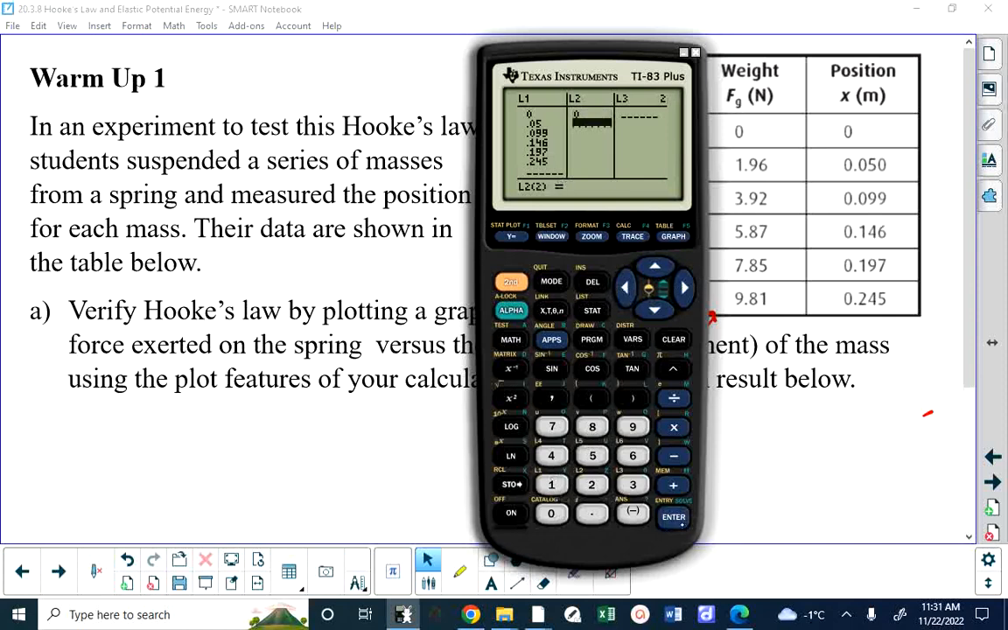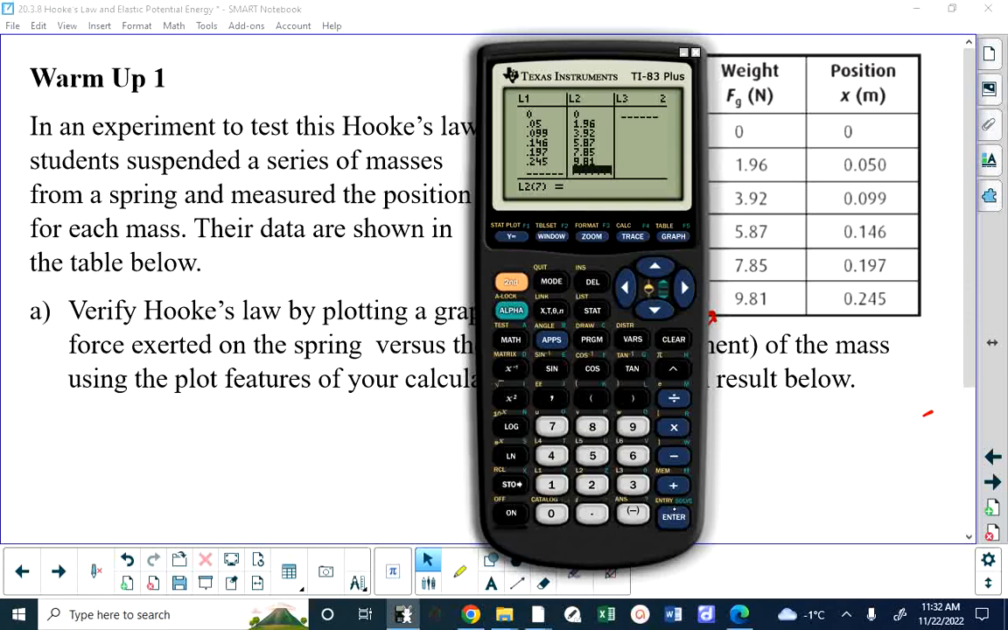I'll be honest with you here, I don't think it's ever really a good idea when you do an analysis, and I'll mention this tomorrow, I don't think it's a good idea to use 0 and 0 as a data point. I think that can skew your results, which means make your results inaccurate. Then what do we have? 1.96, 3.92, 5.87, 7.85, 9.81. Double check all of the numbers, and I think we're good.